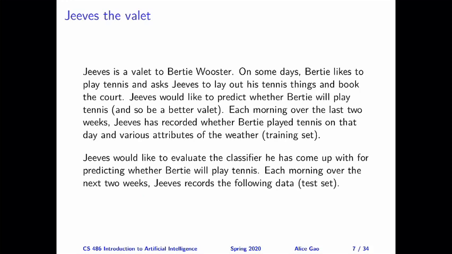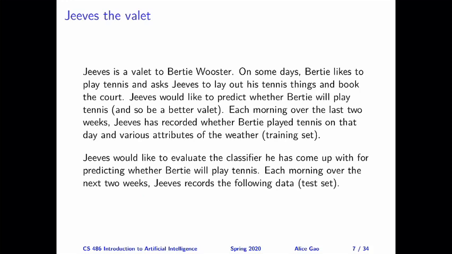This final example is one that I will use as a running example as I teach decision trees in this unit. This is a story about Jeeves the valet. Jeeves is a valet to Bertie Wooster, and Bertie likes to play tennis on some days and asks Jeeves to lay out his things. Jeeves, being a really good valet, wants to be able to anticipate Bertie's decision so that he can do this more efficiently.